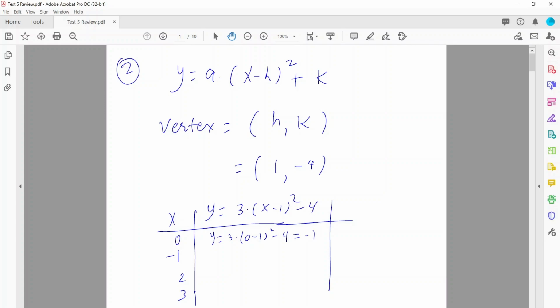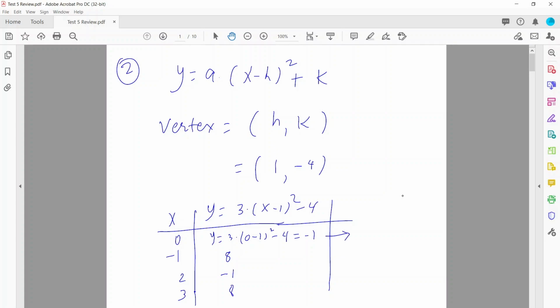I'm not going to do that again here for -1. I'm just going to plug that in for -1. So 3 times -2 squared is 4. 4 times 3 is 12. 12 minus 4 is 8. For x equal 2: 2 minus 1 is 1. So 3 minus 4 is again -1. For x equal 3: 3 minus 1 is 2. 2 squared is 4. 4 times 3 is 12. 12 minus 4 is 8.